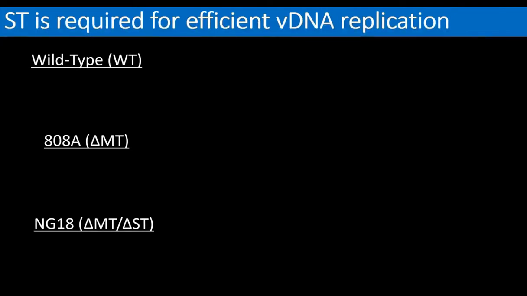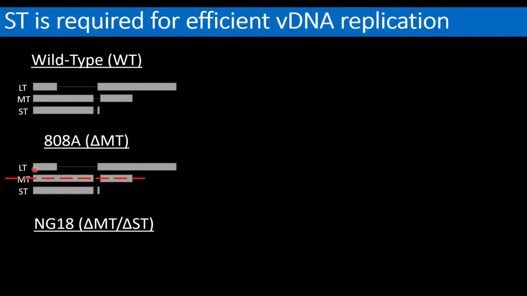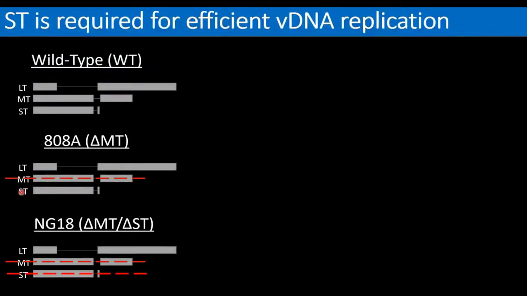As I mentioned way back in the introduction, murine polyomaviruses express 3 T antigen proteins: large T, middle T, and small t. The 808A virus only expresses large T and small t, and the NG18 virus only expresses large T antigen. By subtraction, any difference between 808A and NG18 can be attributed to the activity of small t antigen.